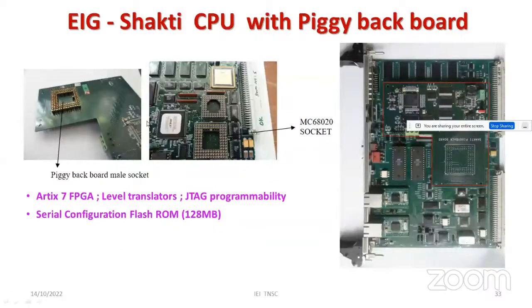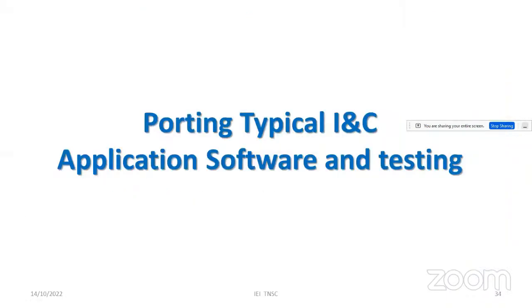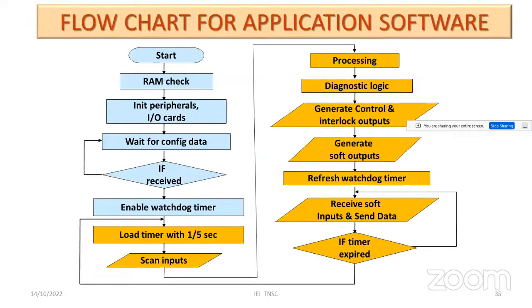This is the CPU card with the piggyback board. This is the piggyback board. On this CPU card, the processor and floating point processor are removed, and this piggyback board is placed on top of this existing CPU card. The next level is porting the typical INC application software and testing.